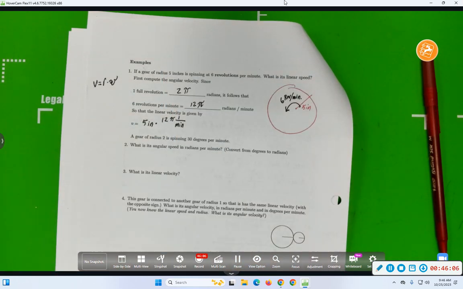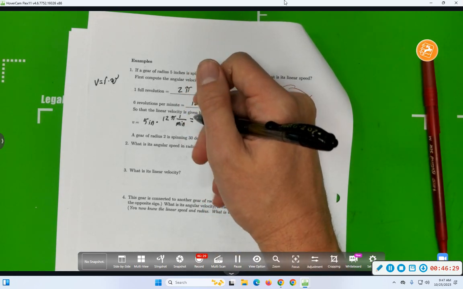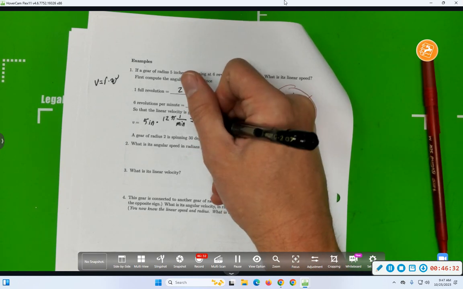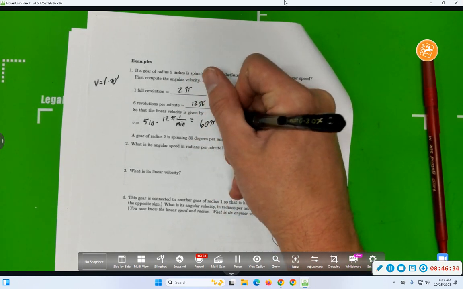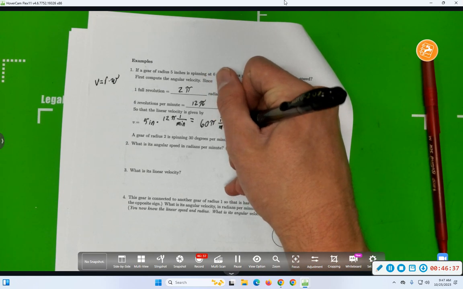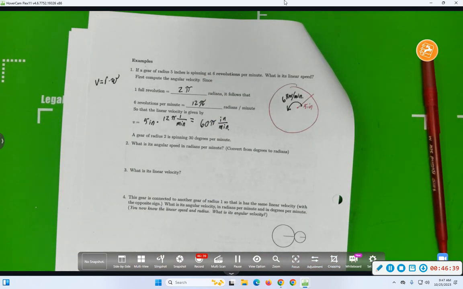And you might think I should be saying radians per minute, but remember, radians are already a ratio of 2 distances. 1 radian is like 1 foot here divided by 1 foot there. So radians really have no units next to them once you get to distances. So I end up with 5 inches times 12 pi per minute. 5 times 12 is 60, right? Okay. 60 pi inches per minute. That feel pretty good?